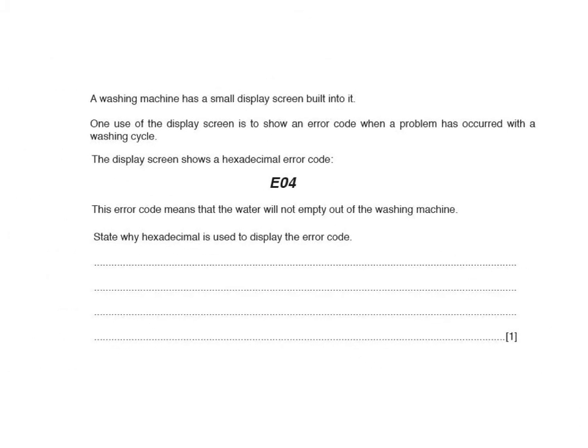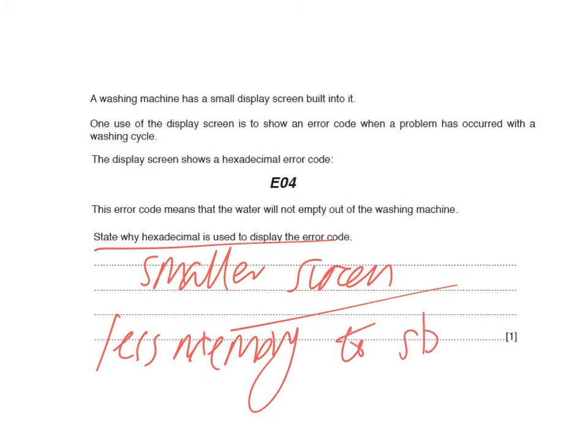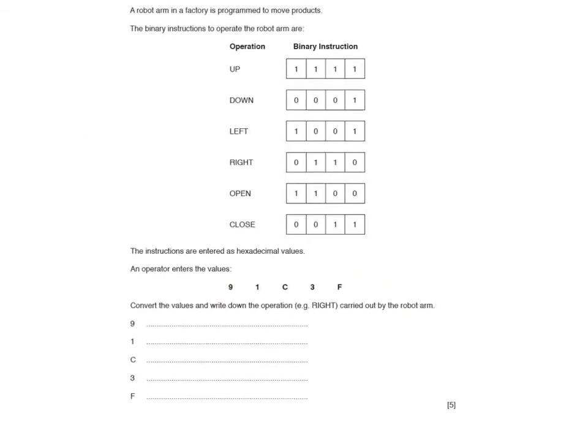State why hexadecimal, smaller screen. Okay. Reading that question, it's all about why you use hexadecimal to display the error code. Smaller screen, and that means less memory to store all the error codes, to store the messages, because you could just put out E04 instead of saying text to store this piece of text here, for example. It would take a lot more memory to store that sentence versus just storing E04 as the code. Much simpler way of doing it.